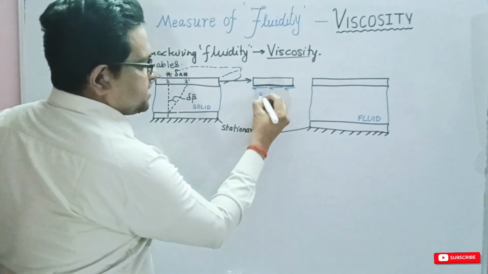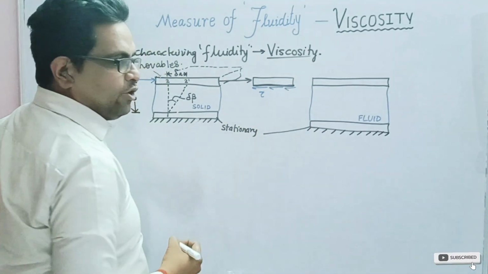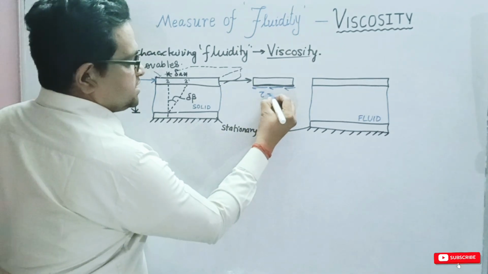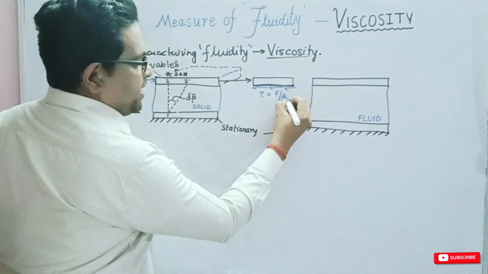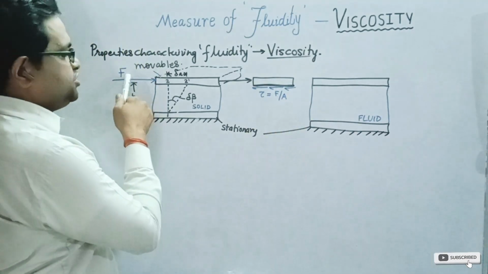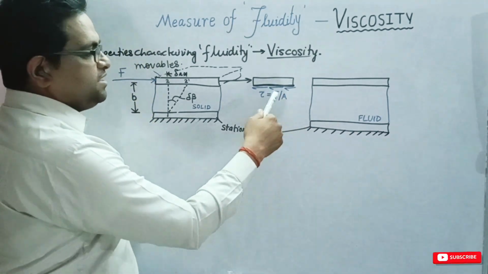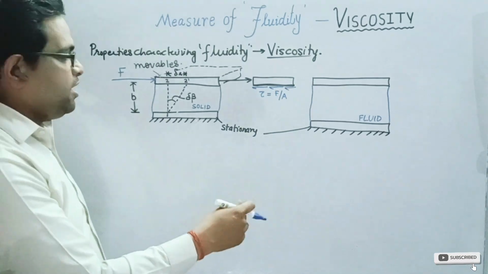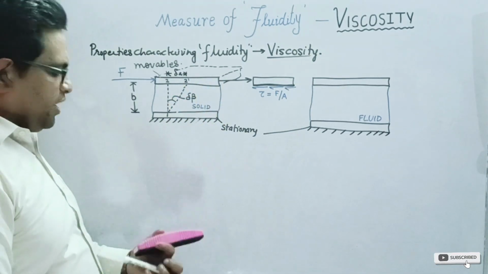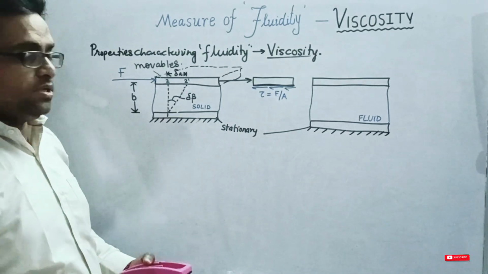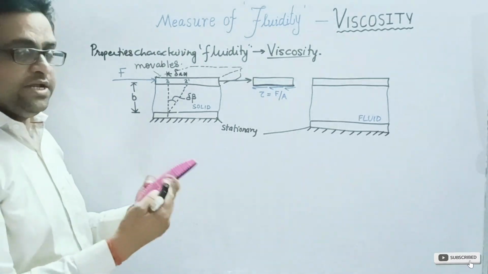So we have a shearing stress that is developed, and we will denote it by tau, which is given as F upon A, where F is nothing but the applied shear force and A is the effective area of contact between the plate and the solid body. Now what will happen when the force F is retrieved, or when it is removed?